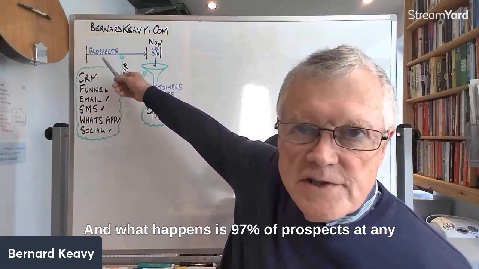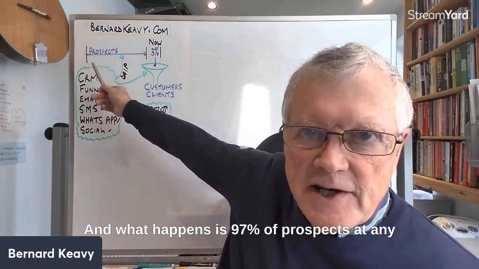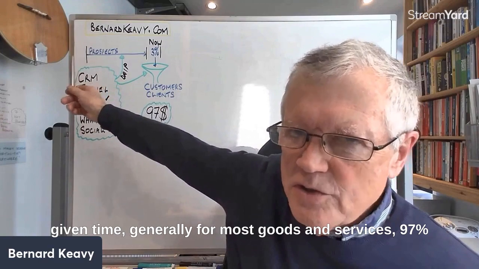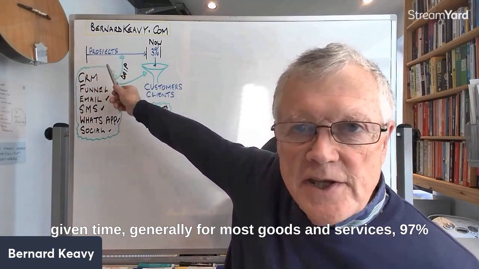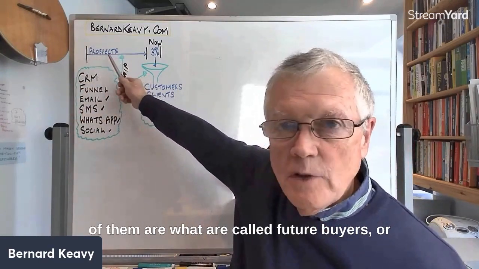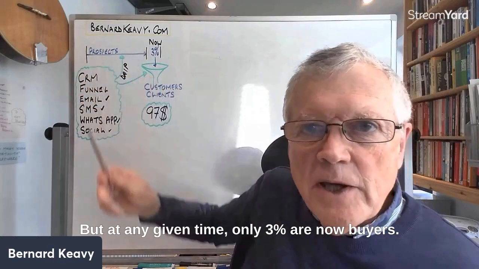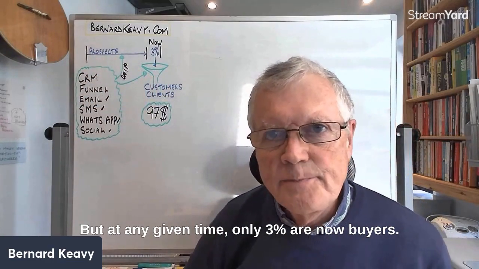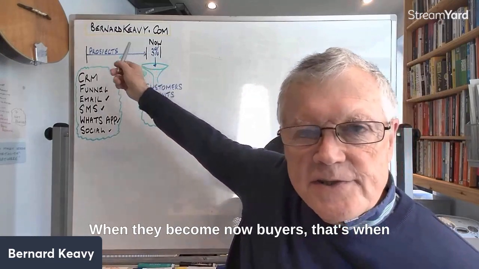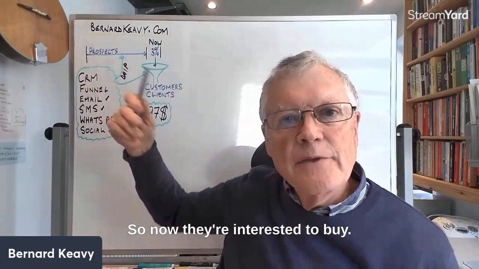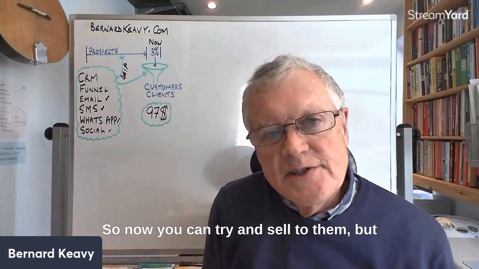What happens is 97% of prospects at any given time, generally for most goods and services, are what are called future buyers, or maybe no buyers, because 30% won't buy. But at any given time, only 3% are now buyers. When they become now buyers, that's when you try and sell to them. So now they're interested to buy, so now you can try and sell to them.